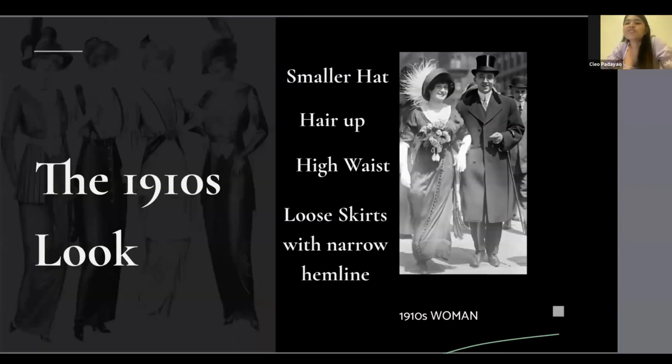Okay, so let's just get to know more of the 1910s look. So first, they wear a smaller hat. Compared to its predecessors in the 1900s, they wear a much smaller hat, and then the hair up, but still there is volume in the front, and then high waist to accentuate their natural curves, and then loose skirts with narrow hemline, like the hobble skirt that we've seen.